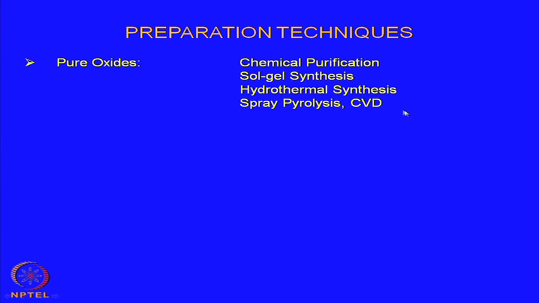CVD is more or less the same thing, but with a slight difference. It is a chemical vapor deposition inside a chamber, and you decompose it. The chemical is supplied in the form of a vapor, and that vapor at a high temperature is decomposed and you get oxides. So, those oxides can be deposited in the form of very thin films or thick films and so on. You can deposit it on a substrate, or you can have freely standing particles. So, these are used for pure oxides.